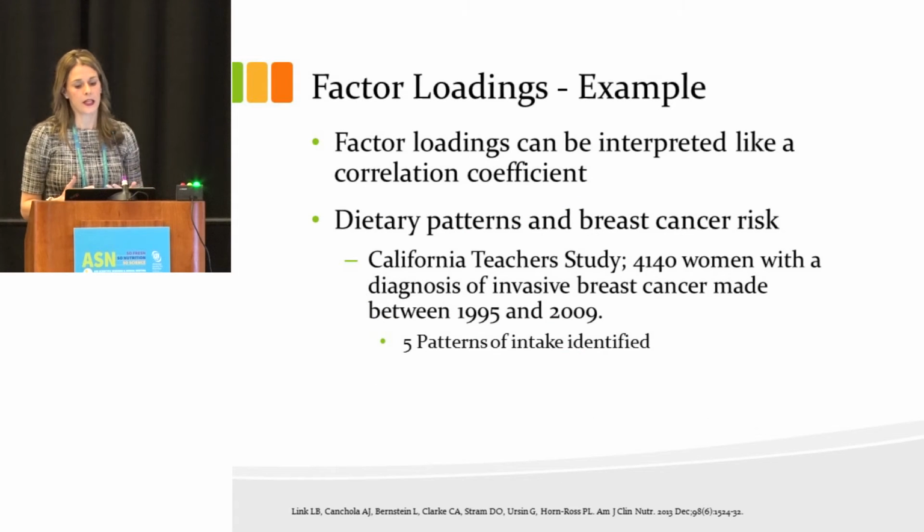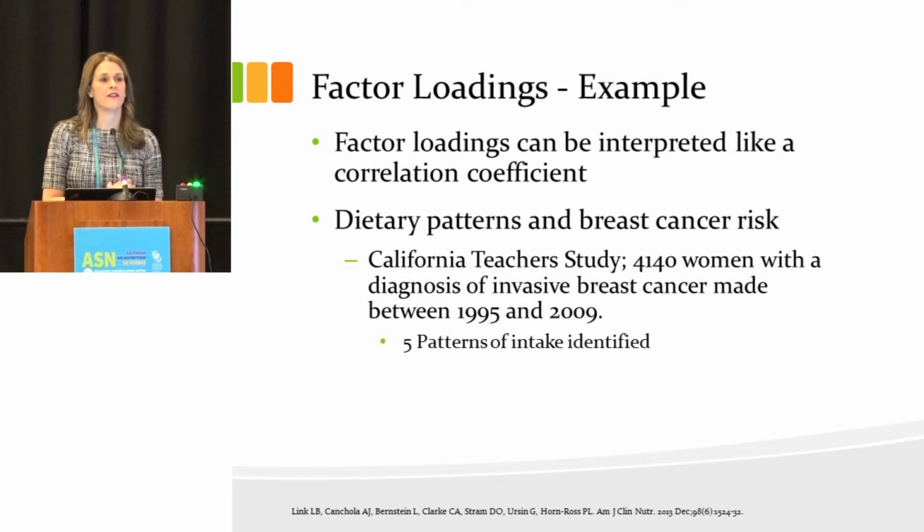The next step in the process is looking at factor loadings, which can loosely be compared to a correlation coefficient, so it ranges from -1 to +1. And I wanted to show you an example from the California Teachers Study about dietary patterns and breast cancer risk. So in about 4,000 women, these researchers found 5 different dietary patterns and related that to risk of different types of breast cancer.